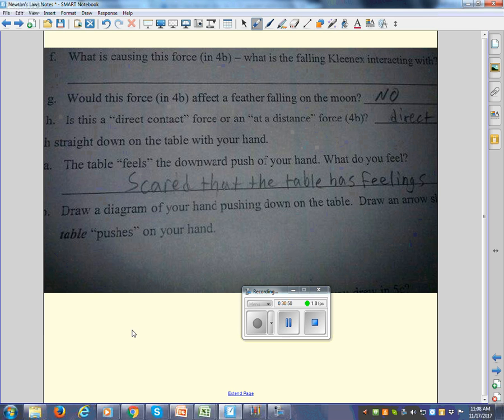The table feels the downward push of your hand. What do you feel? Scared that the table has feelings.